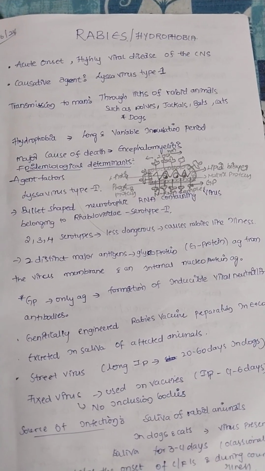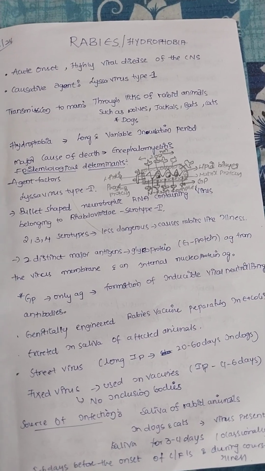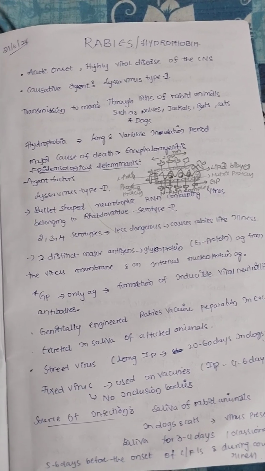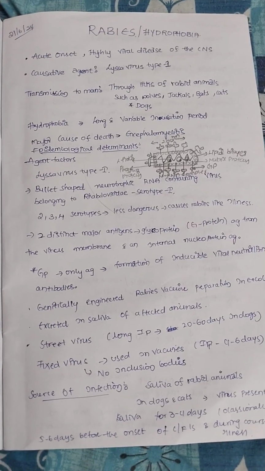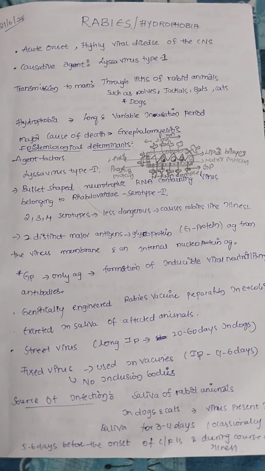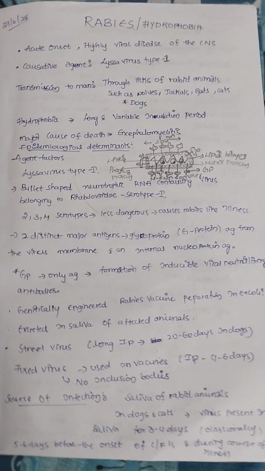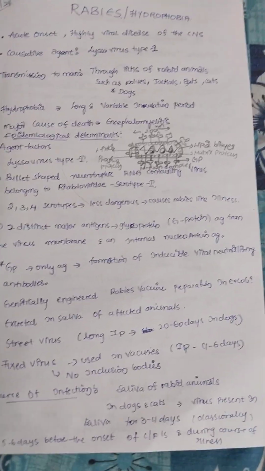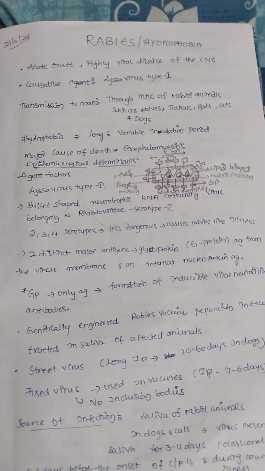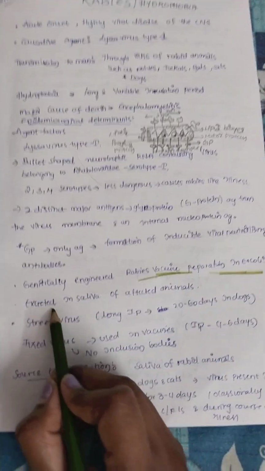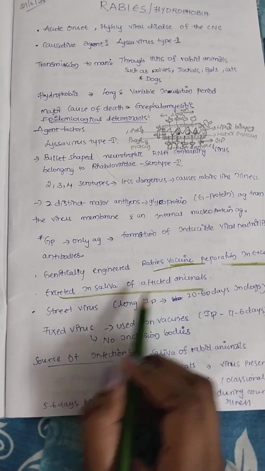Two distinct major antigens are present. The glycoprotein antigen induces viral neutralizing antibodies in our body, so this is the major antigen. Another one is the internal nucleoprotein antigen. A genetically engineered rabies vaccine can be prepared in E. coli, through the rDNA technique. The virus is excreted in the saliva of infected animals.